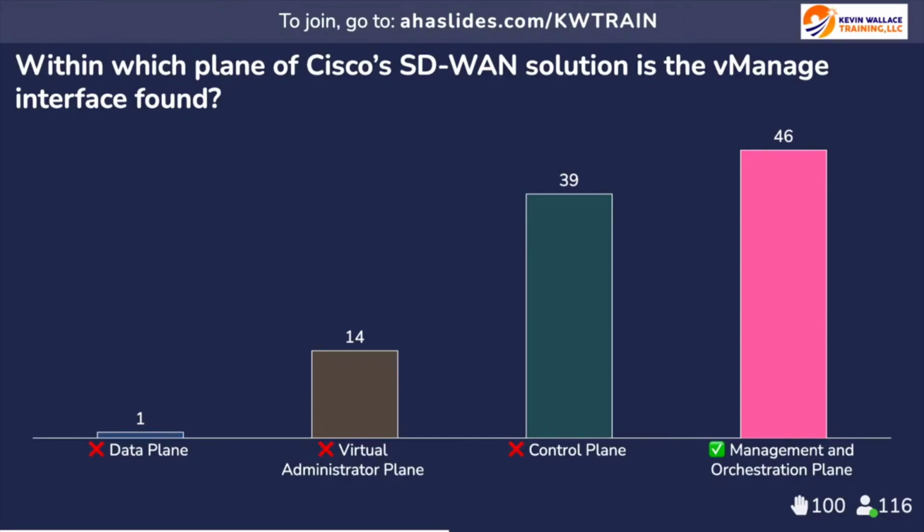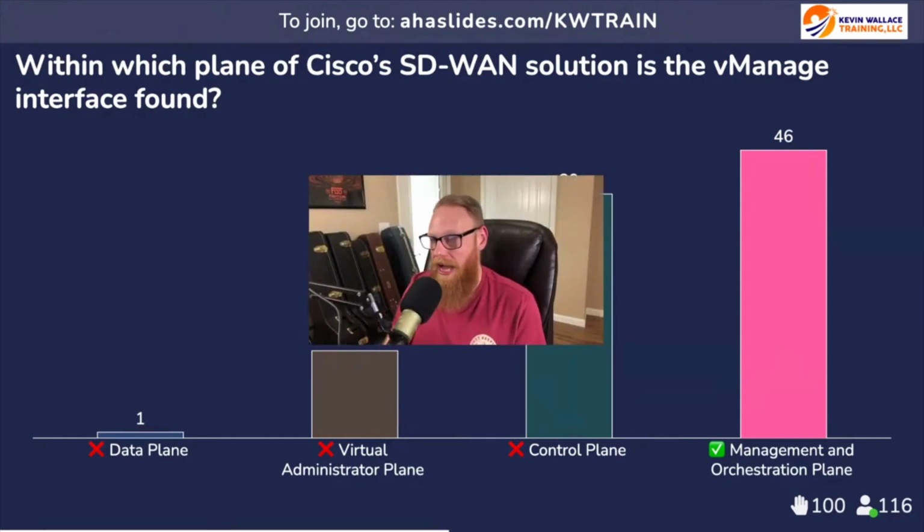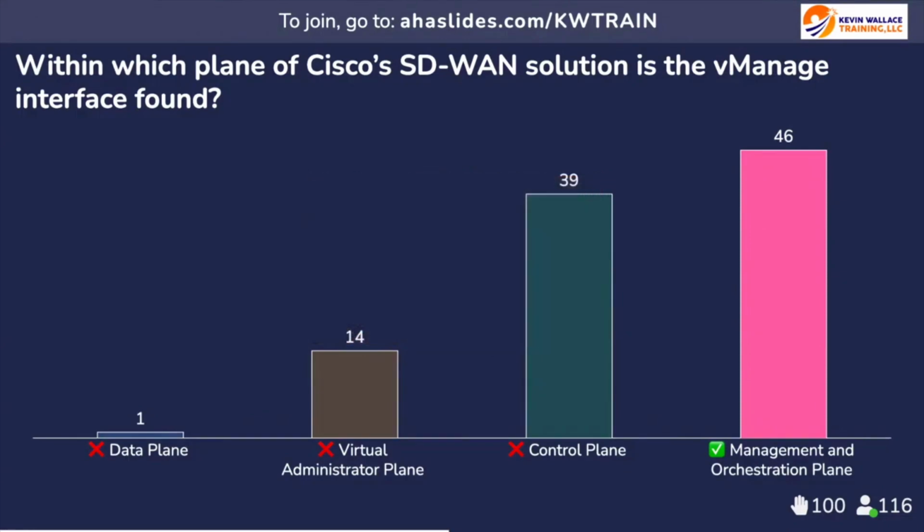So vManage is what we would actually see presented to us on the screen, and that will allow us to perform configuration. We could perform monitoring, we could provision and troubleshoot from there as well. So again, another one of those new topics that we find in the CCNP Enterprise blueprint, some Cisco SD-WAN solutions in there. So great job on that one.